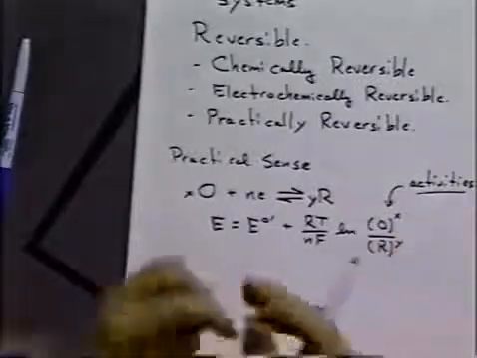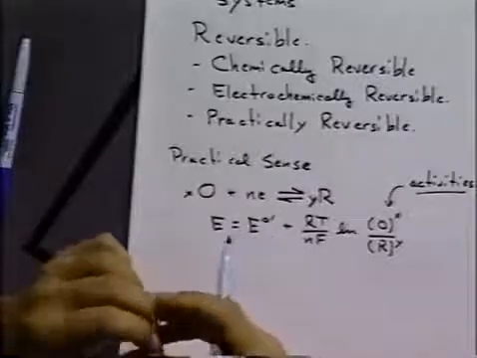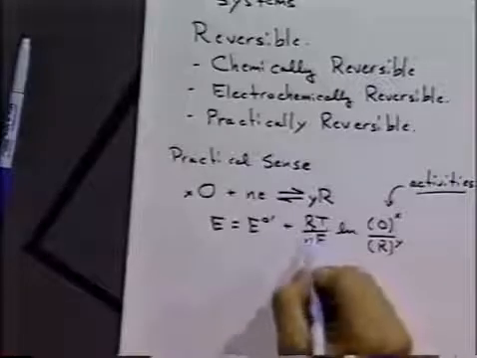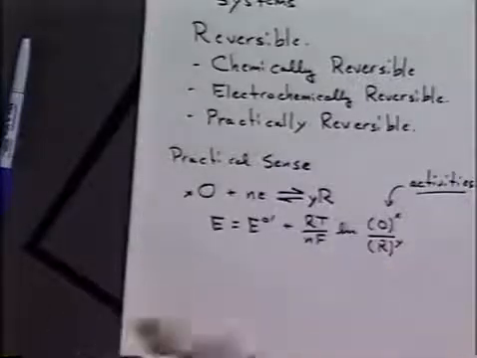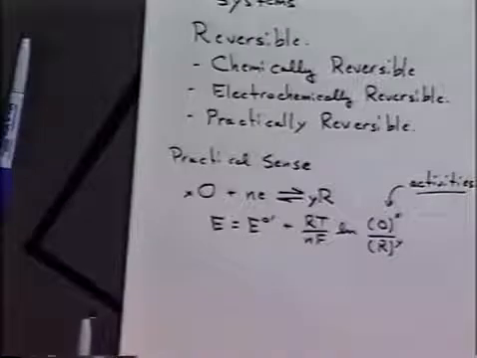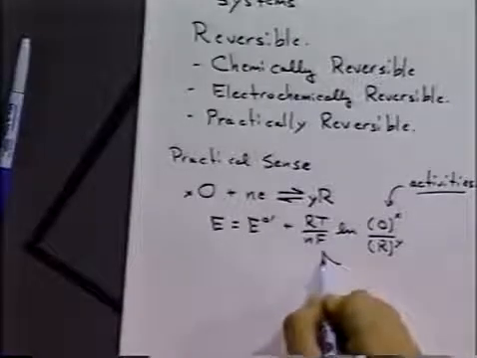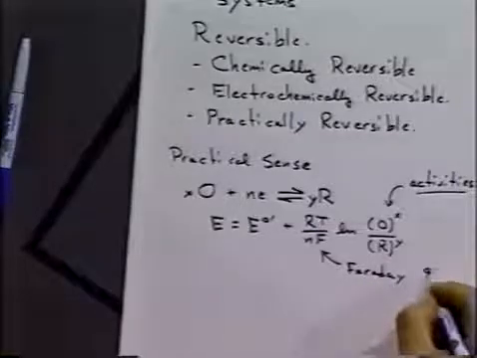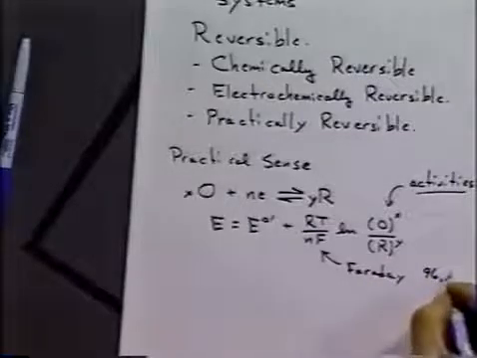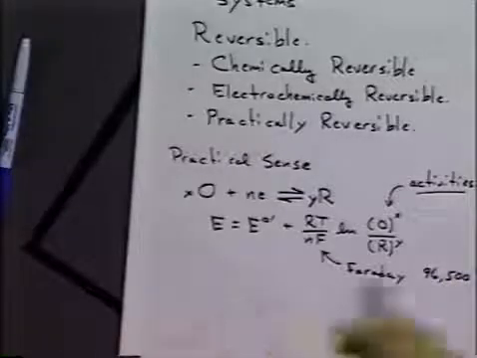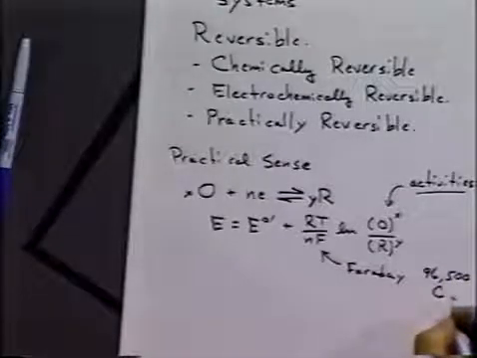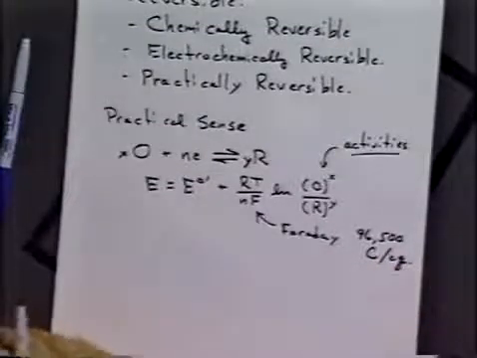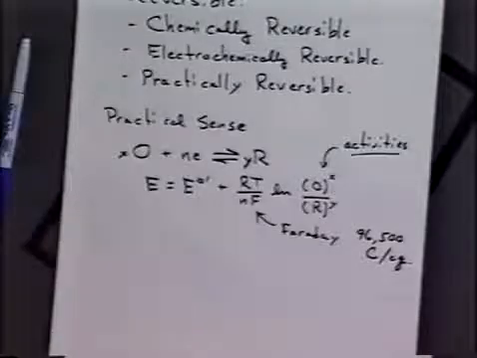Often, if we have a sufficiently dilute solution, we can substitute in concentrations without any worries about whether we're right or not. And in this part, RT over F, R is the gas constant, T is the absolute temperature, and F is the Faraday. We've mentioned the Faraday before, and it has a value of 96,500 coulombs per equivalent, or per mole would be another way of saying it.